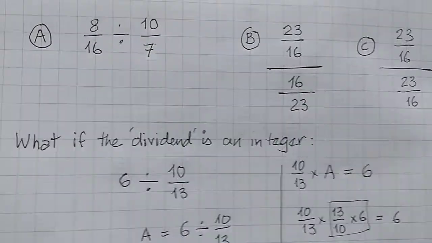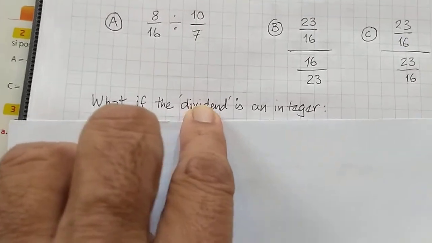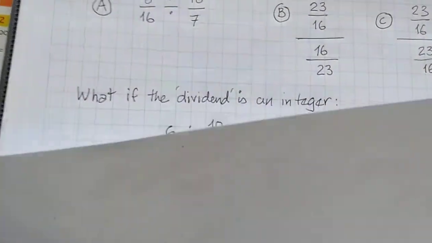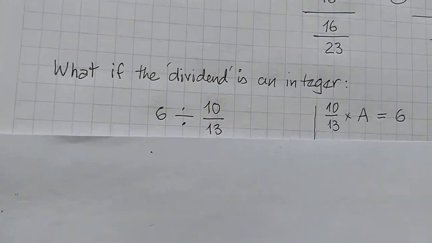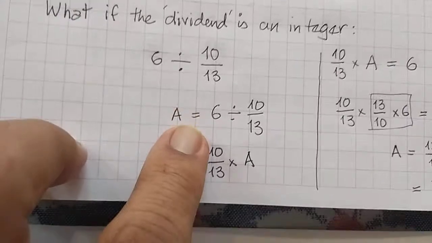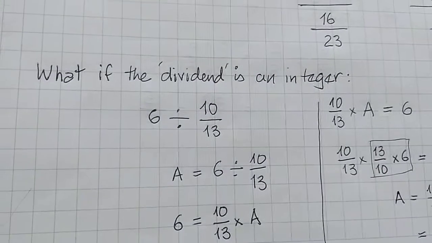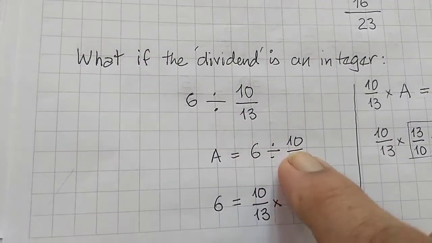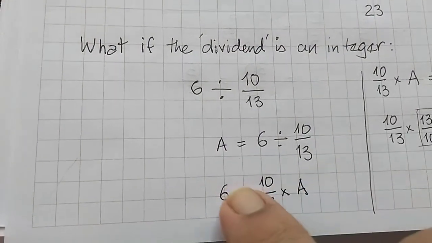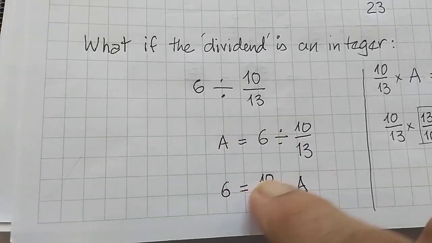Okay, now we're back here. So what if the dividend is an integer? Dividend, I think, is the term for the number you're dividing. So suppose I say 6 divided by 10 over 13. How would I do this? So again I can say, if this is equal to A, let me write that down, I'm defining it: A is equal to 6 divided by 10 over 13. So therefore 6 is equal to 10 over 13 into A. This is the meaning of division.